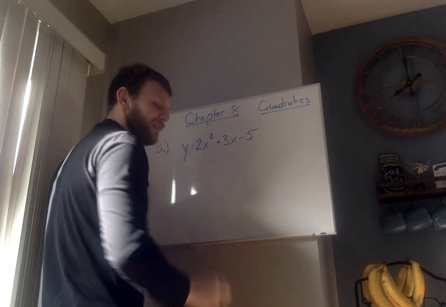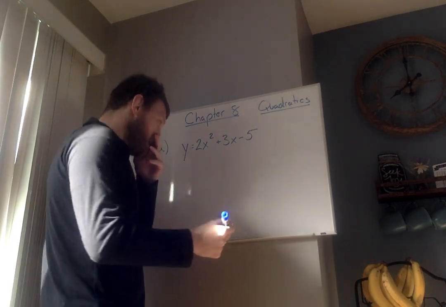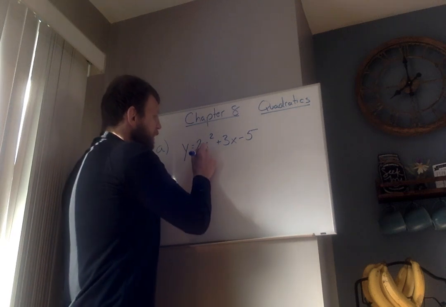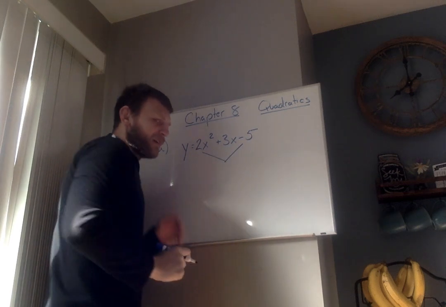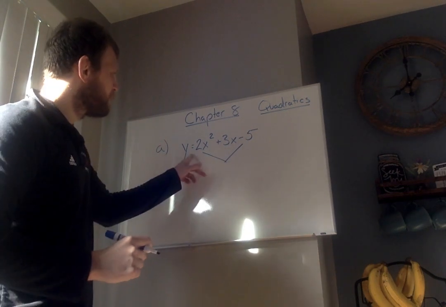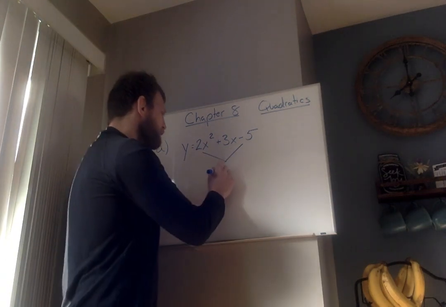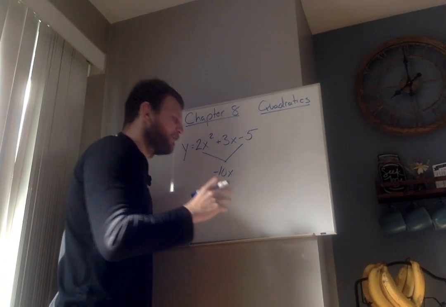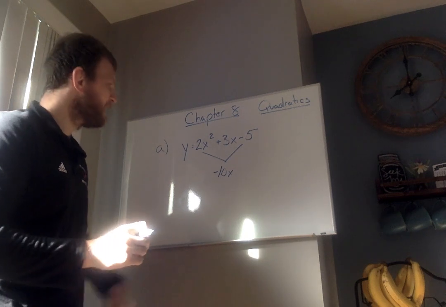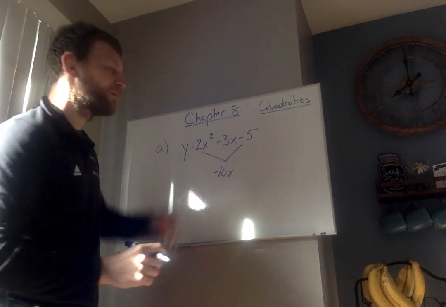And I'll go over more of that later on. So here, what do I do? All right, so I'm going to try and do the British method. That means 2 times negative 5, that's negative 10x. I'm looking for the factors of negative 10x that add up to 3.